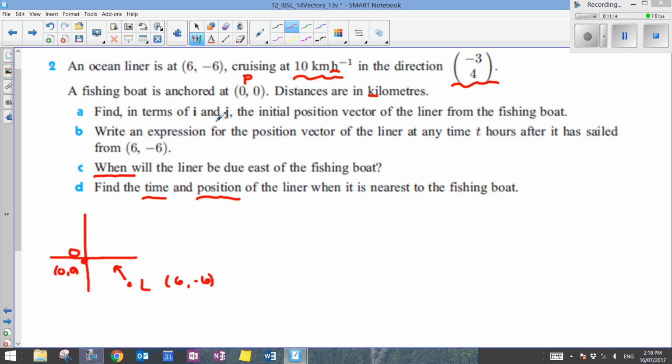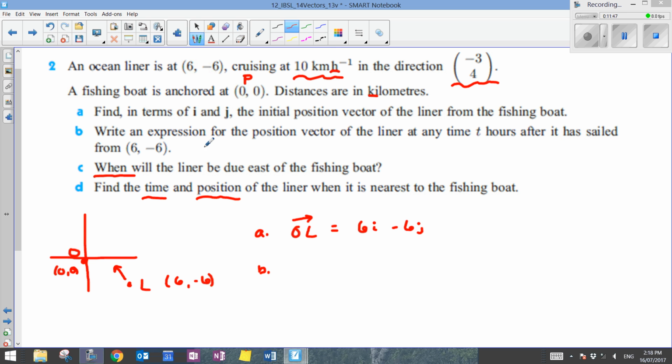So again, find in terms of i and j the initial position vector of the liner from the fishing boat. So if we're looking at the position of the liner here, L, from the fishing boat, we're actually looking at OL as our position vector. And it's just sitting at (6, -6). So 6i and -6j, because all it's asking for is the position of it. All right, so no motion involved yet. So that would satisfy part A.